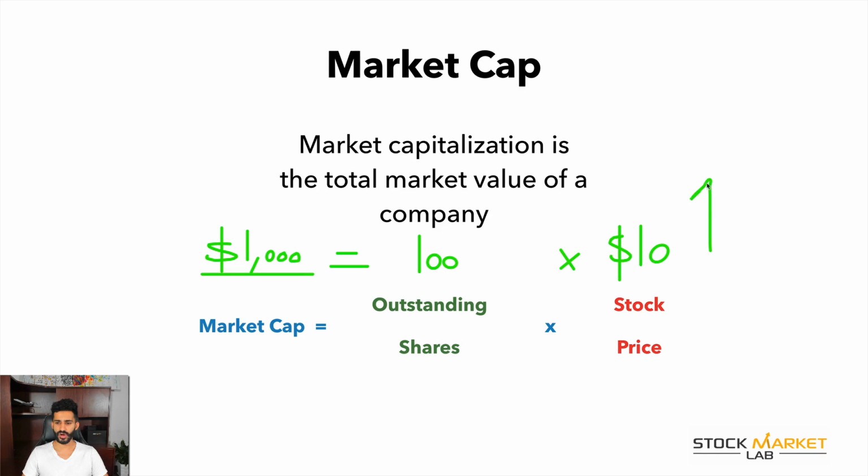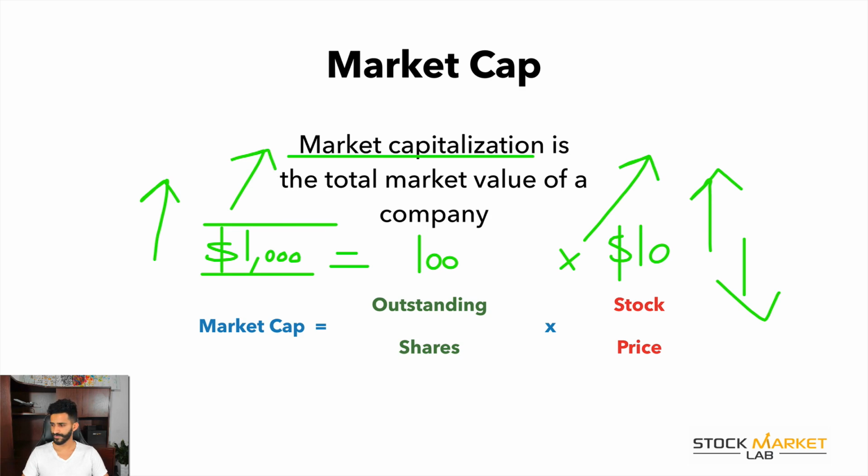Now, if the share price goes up, the market cap goes up. If the share price goes down, the market cap also goes down. That is the basic example of market cap, which once again stands for market capitalization. It shows us the total market value of a company today, right? So today this company once again is worth $1,000. If the price of the share goes up tomorrow, the valuation of the company will also go up.